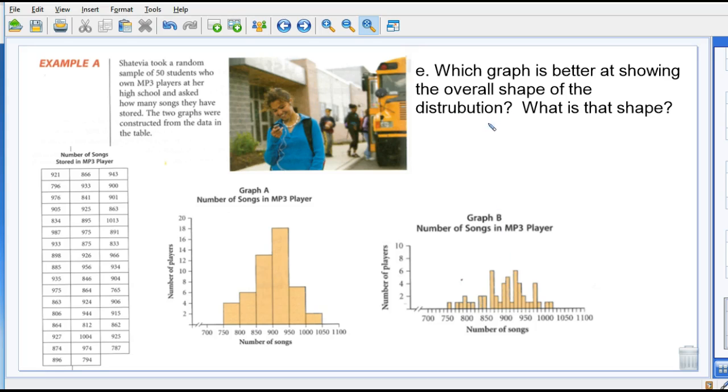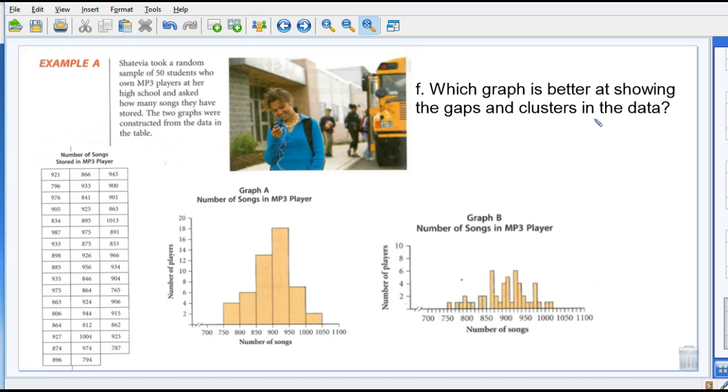Which graph is better at showing the overall shape of the distribution, and what is the shape? Well, because we have so many small bins here, it doesn't really give you a good idea of the overall shape of the graph. This one looks a lot better, so we'd say graph A has a better way of showing the overall shape, and we would say that it is skewed left, which means there's kind of more data points over here than anywhere else. We say this is skewed left.